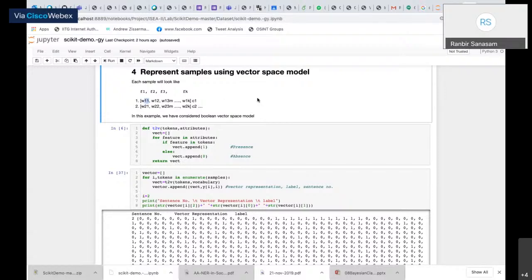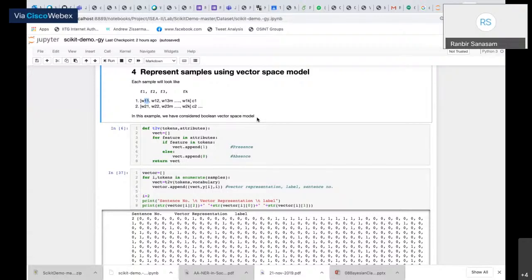There are various methods. One of the simple methods is called Boolean. Boolean means you just say yes or no, whether this unique word is present in the first tweet or not. If it is present, this is 1. If it is absent, this is 0. So if you are doing presence and absence, then it is the Boolean vector space model.